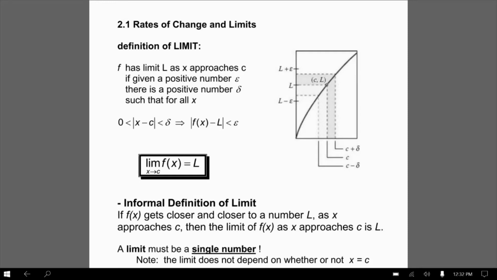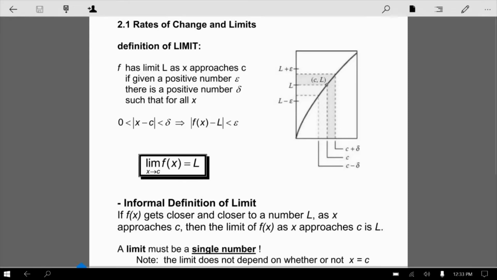So the first thing we have here is the definition of a limit. And this is the mathematical definition of a limit. So it's a little bit confusing because it's written in mathematical language, but at the same time, this is the way that we actually describe mathematically what it means for a limit to exist. So if you notice here, it says f has limit L as x approaches c if given a positive number epsilon, there is a positive number delta such that for all x, these two conditions have to be met.